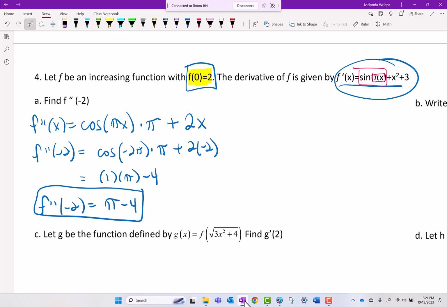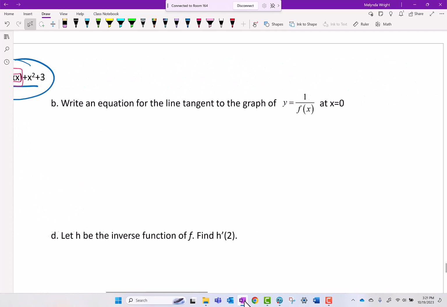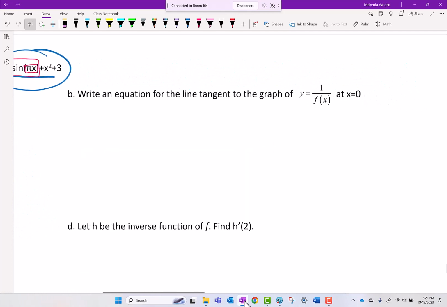Okay, here we go. So now we're going to write an equation for the line tangent to the graph y equals 1 over f of x. What do I need for a tangent line? Y minus y1 equals m times x minus x1. I mean, that's what I need. So I need to find, I know what this is, right? That's 0. Okay, got that.